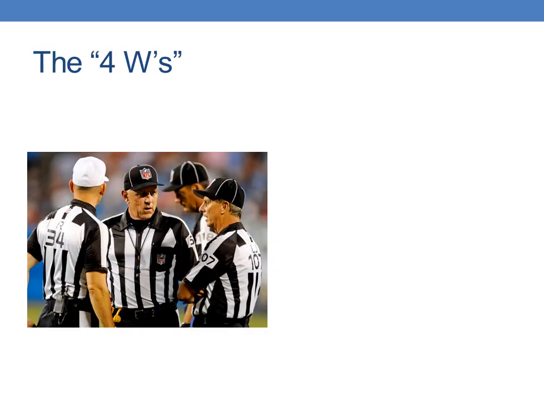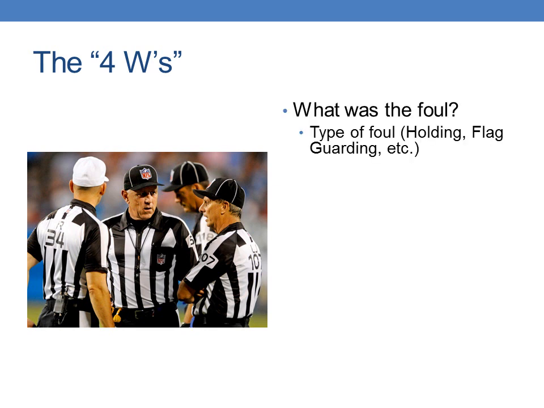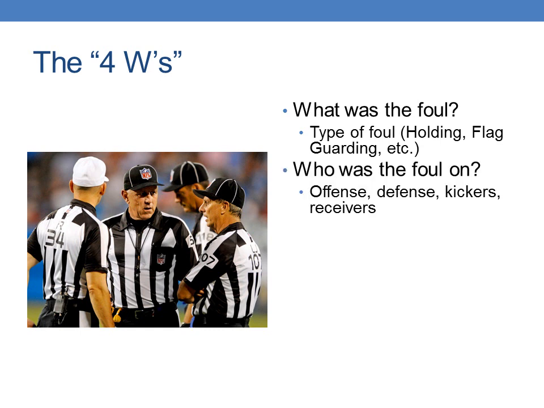I do want to mention the 4 W's because they're important for any official that throws a flag to know. Additionally, we have to take this information to the referee when the referee makes their announcement. So the first of the 4 W's is what was the foul, specifically what was the type of foul. Is it holding? Is it flag guarding, etc.? Then we want to know who the foul was on. Was it on the offensive team? Was it on the defensive team, the kickers, the receivers, the intercepting team, the passing team? There's a lot of information that we could know.